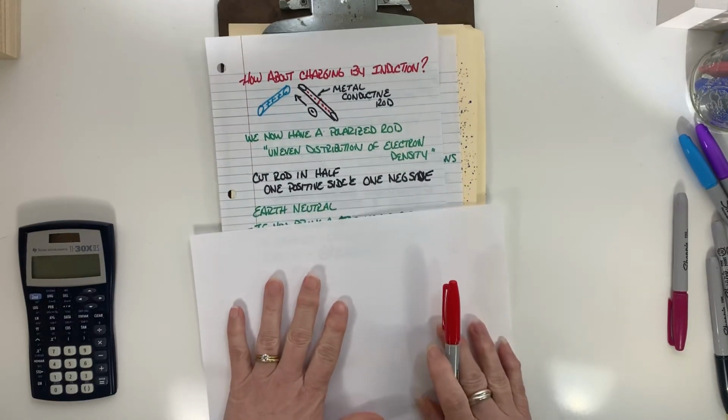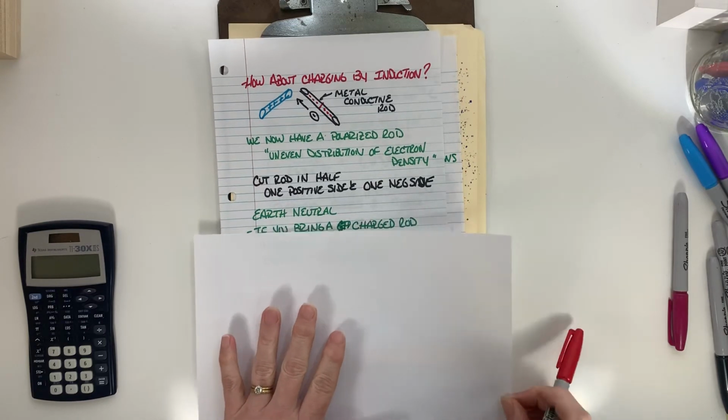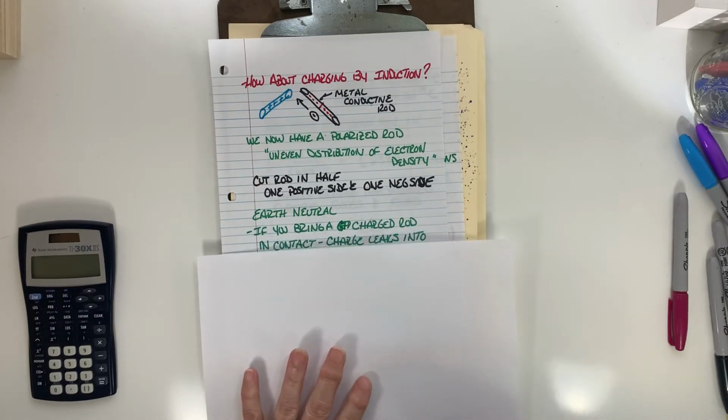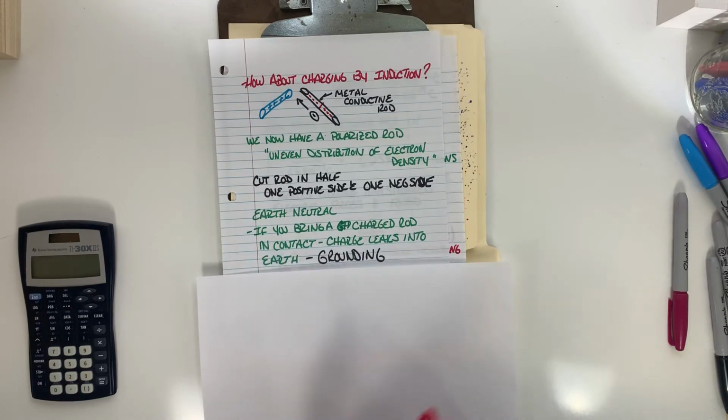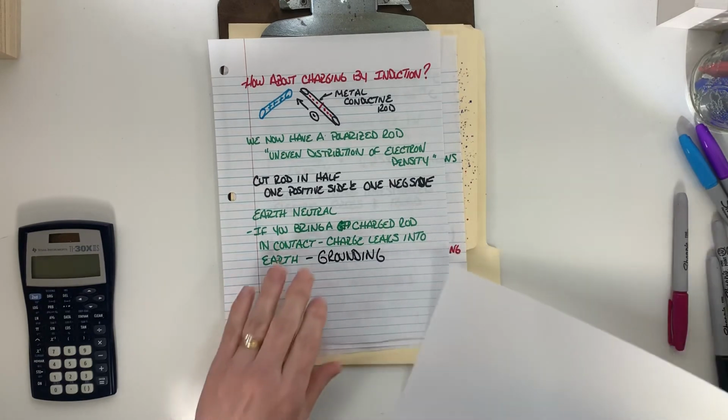All right, let's take a look. Earth is neutral. So if you bring a charged rod into contact with the earth, the charge leaks into the earth, and that's called grounding. That's all. I just wanted to go over that definition with you there.